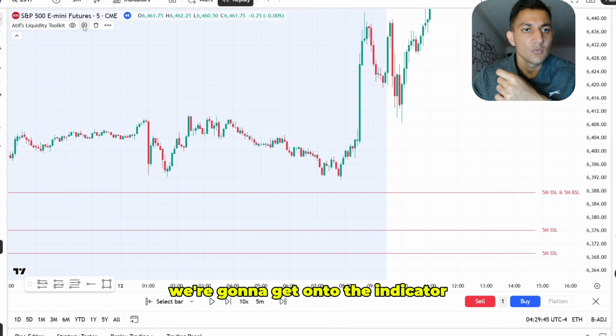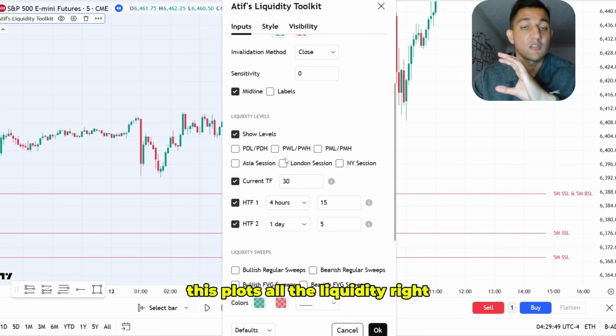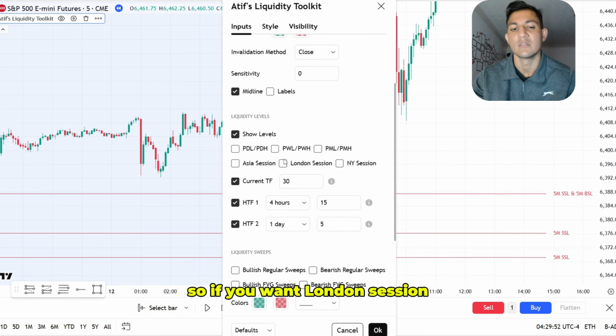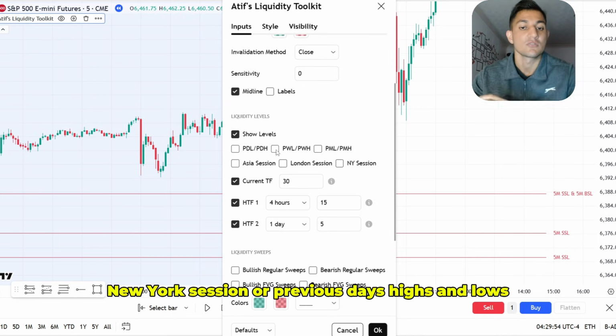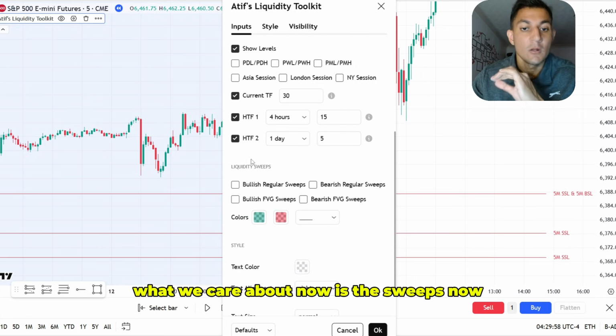So what we're going to do is we're going to get onto the indicator. We're going to scroll down. So this right here, liquidity levels, this plots all the liquidity, right? So if you want London session, Asia session, New York session, or previous days highs and lows, by all means go and do that. However, what we care about now is the sweeps.